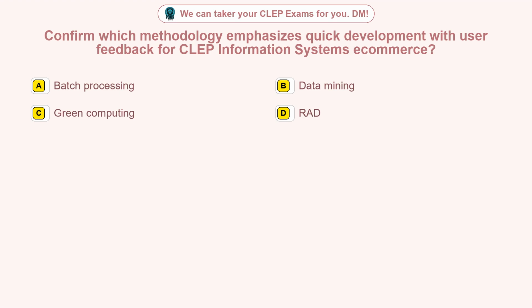Question 69. Confirm which methodology emphasizes quick development with user feedback for CLEP Information Systems Ecommerce. Option A, batch processing. Option B, data mining. Option C, green computing. Option D, RAD. The correct answer is option D, RAD.